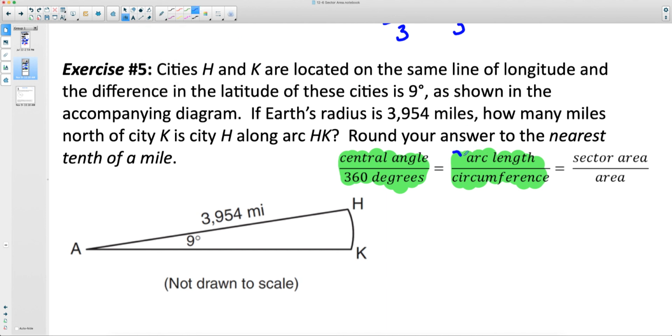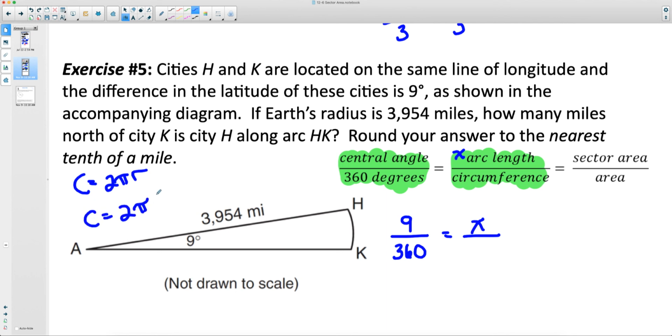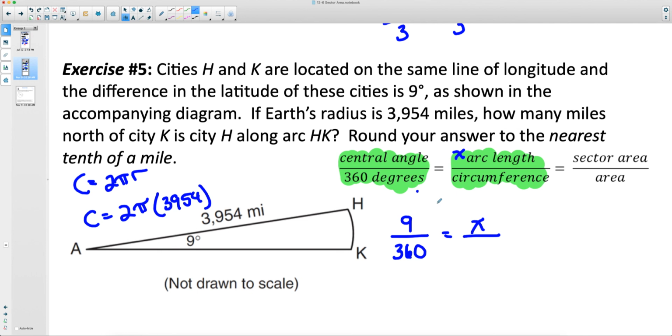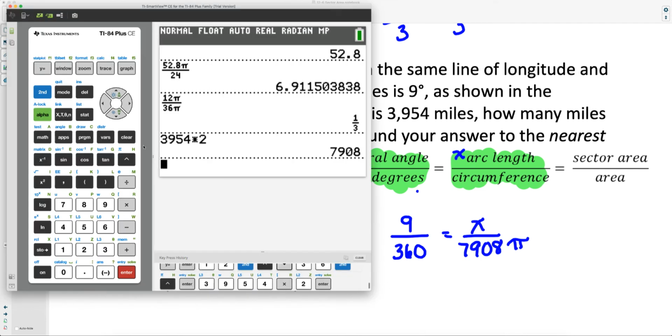X is going to be for where arc length is. That's what we're trying to solve for. The central angle is 9, and it's 360 degrees. We're trying to solve for the arc length. And the circumference, the formula is 2 pi r. So circumference is 2 times pi times 3,954. Okay, so I'll go ahead and put that in the calculator. It is 7,908 pi.